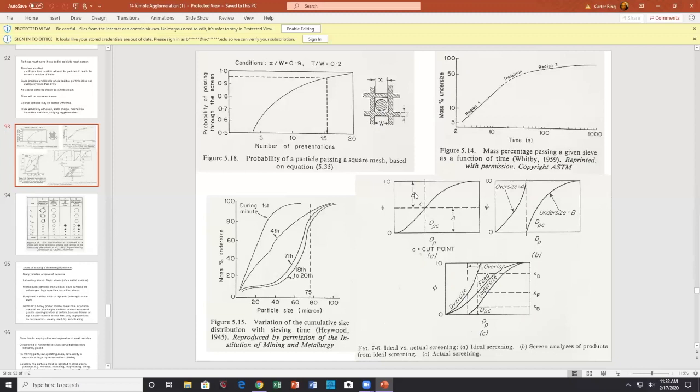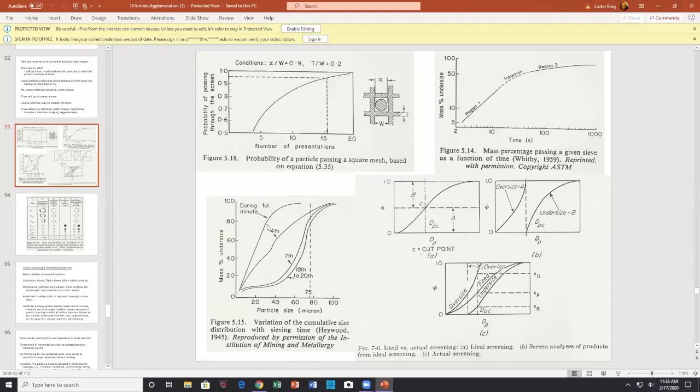Okay. Anyway, here's the size distribution and variation. You got variation in cumulative size with sieving time, right? So first minute through the 20th minute, and you see that this is high fines content that's being retained in the volume above the screen or sieve. And then you have, after 20 minutes, that fraction has been allowed to pass through, right? So it's an interesting idea, right?